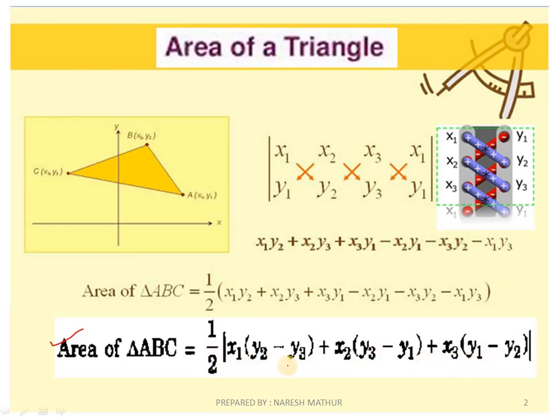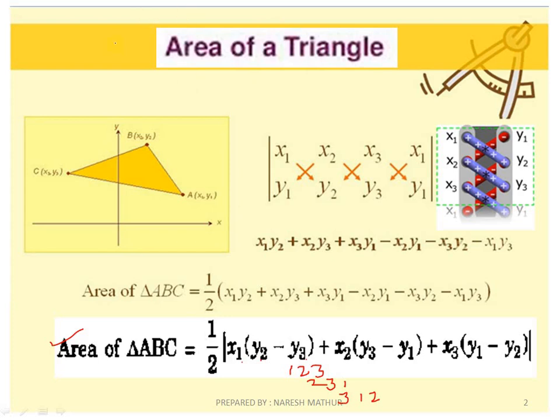Remember, we just discussed the number pattern. Just for simplicity, to learn this formula, we can follow this number pattern. Let's say 1, 2 and 3. In the next one it's 2, 3, 1, and in the last one it's 3, 1, 2. So you can learn this number pattern also.